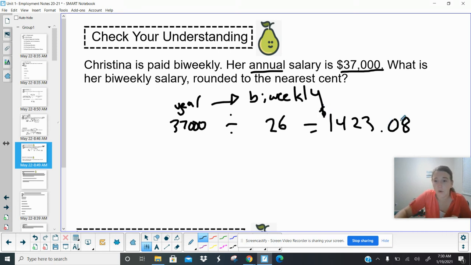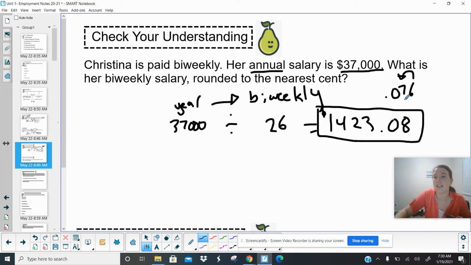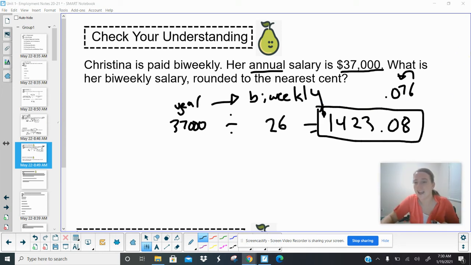Now, again, this is going to round to 0.08. It's 0.076. We learned about this. That's going to round up to an 8. If it was 0.073, we'd stay at 0.07. So that's how much money she gets every 2 weeks, minus taxes and whatnot. We're going to learn about that later. This is before taxes, but still.